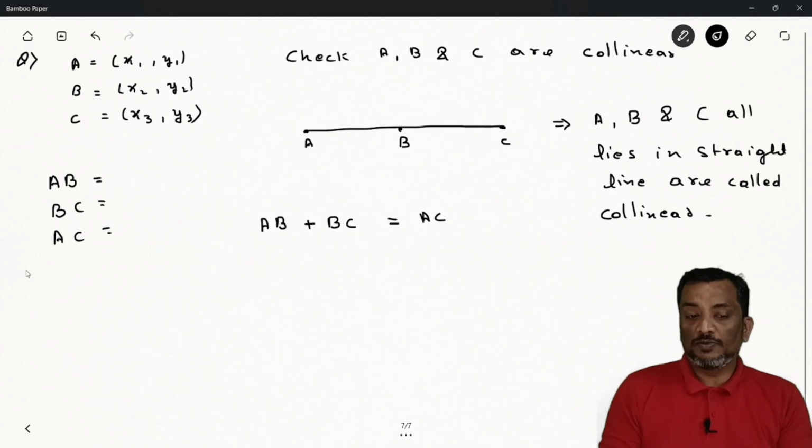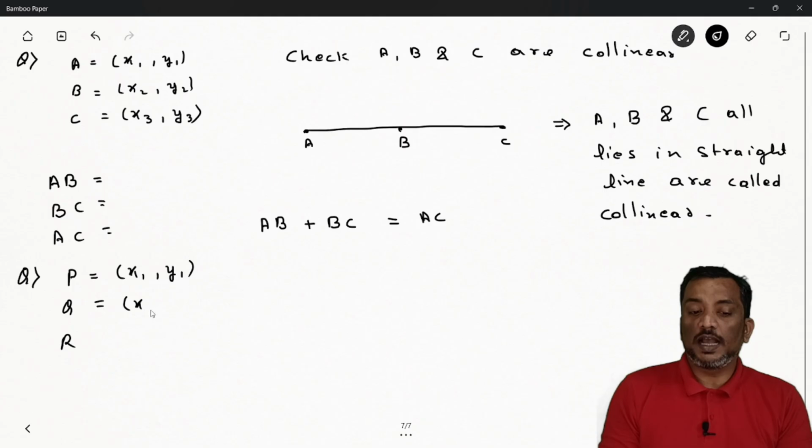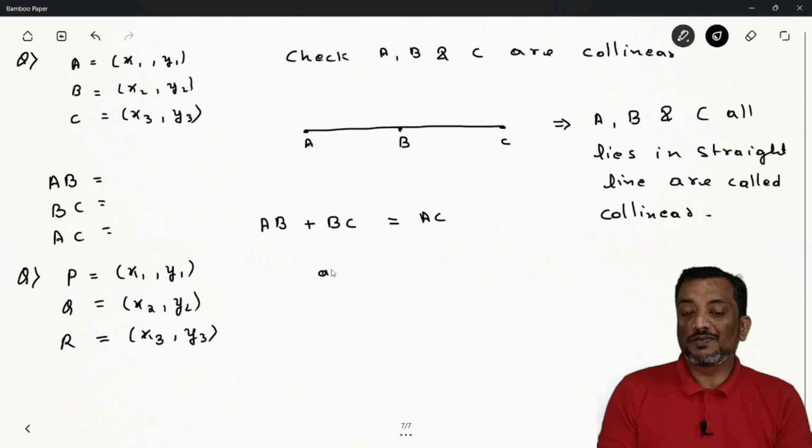Now, the same way, they will give you coordinates like P, Q, R. Suppose P has coordinates x1 comma y1, Q has coordinates x2 comma y2, and R has coordinates x3 comma y3. And the first type of question they will ask is: prove or check whether it is an equilateral triangle.